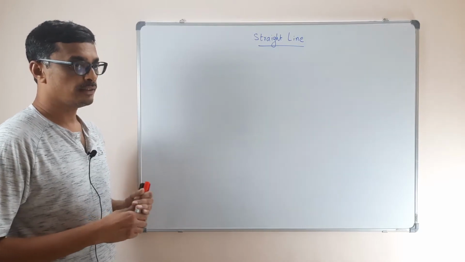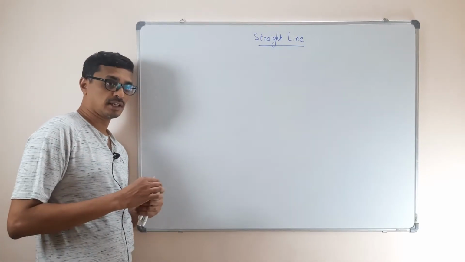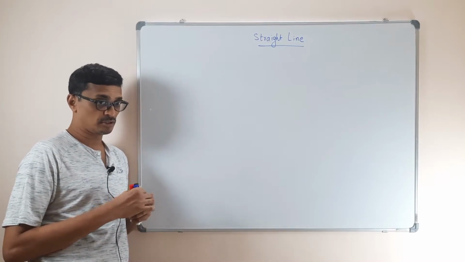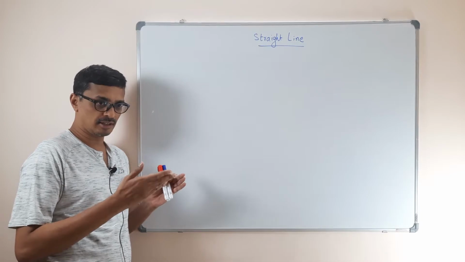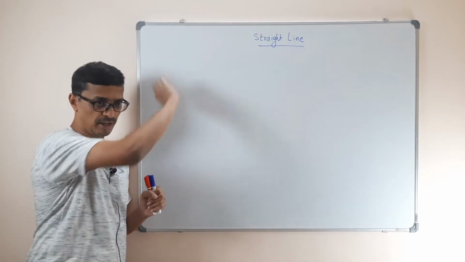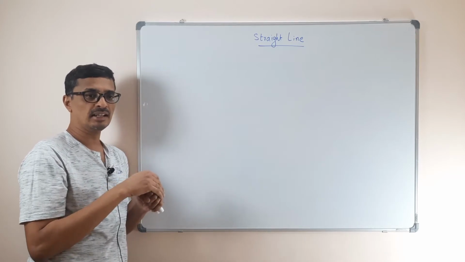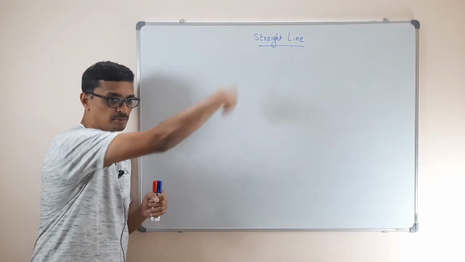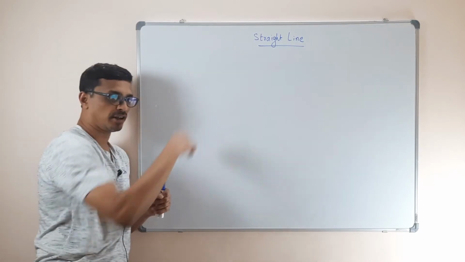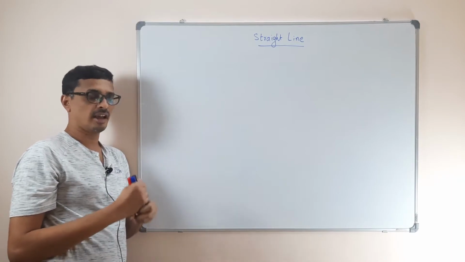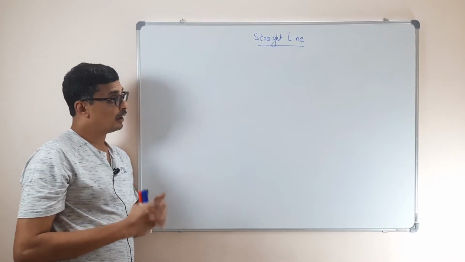In the last class, what are the things we saw? Locus and the shift of origin. Locus means points in a two-dimensional coordinate system, a plane, which follow a certain condition. We saw a condition for a circle: the distance between the point and the origin, or any point, has to always be the same. And then we saw the perpendicular bisector, the angular bisector, and all.